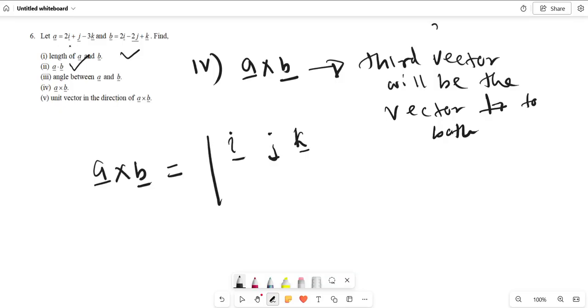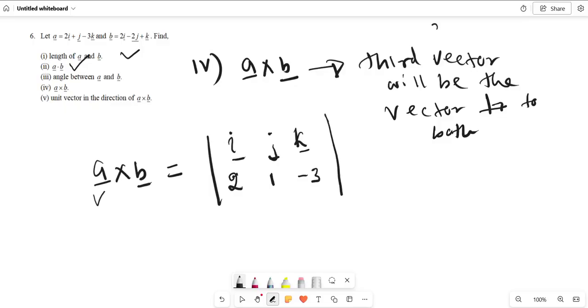Now a equals 2i plus j minus 3k. Now put the corresponding coefficients. First take a, since a is the first, write the a values first. If b is the first, you would write the coefficients of b first. In my case, I have the first vector as a. So the coefficient corresponding to i is 2, so you put 2 here. Then the j value is 1, because it is positive 1, and the k value is minus 3.